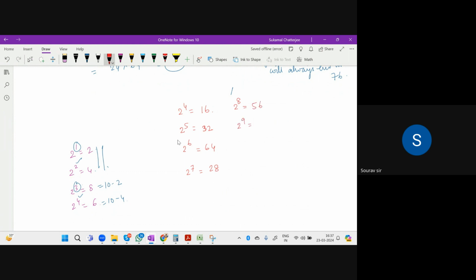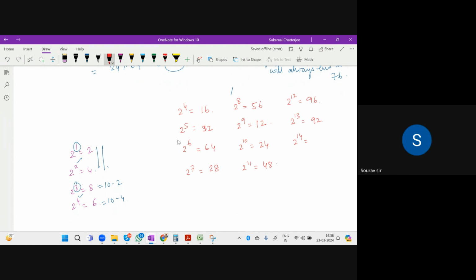2 to the power 9, 1, 2. 2 to the power 10, 2, 4. 2 to the power 11, 4, 8. 2 to the power 12, 9, 6. 2048, 4096. Yes, sir. 2 to the power 13, 8192, so 9, 2. 2 to the power 14, 16384, so 8, 4.